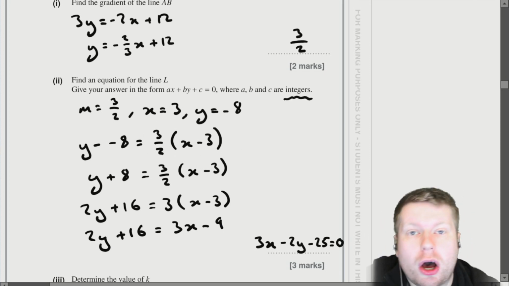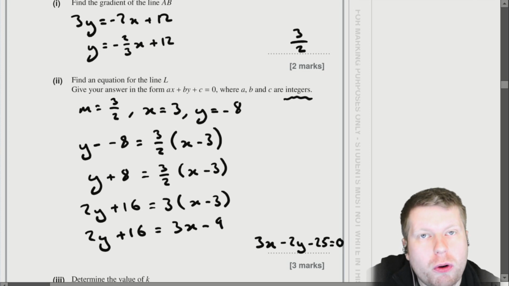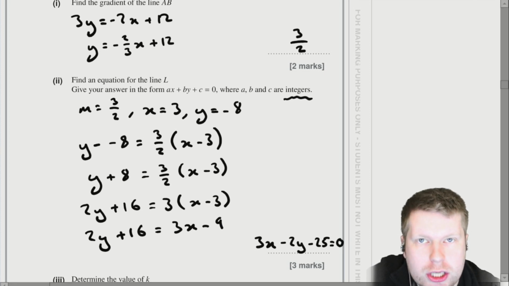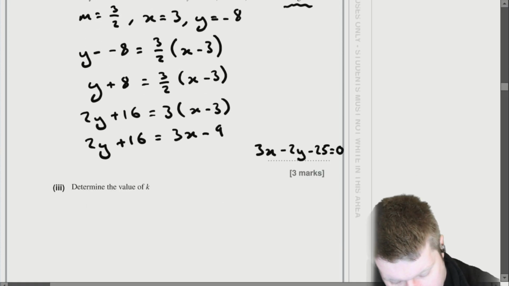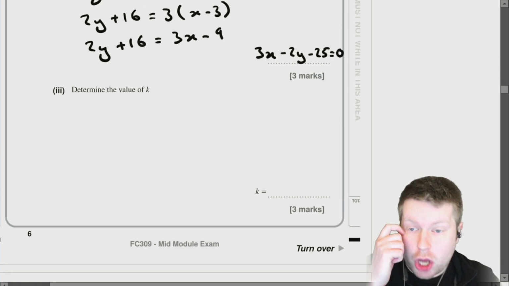An integer means a whole number. So if you don't leave it in the form which is required in the question, you will not achieve that final accuracy mark. Okay. Then for part 3, we need to determine the value of k.